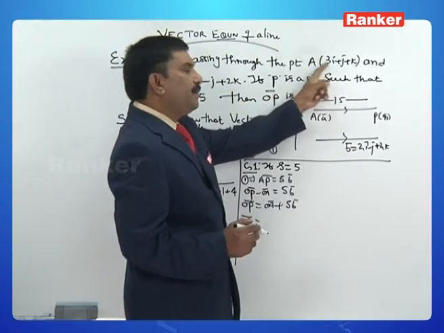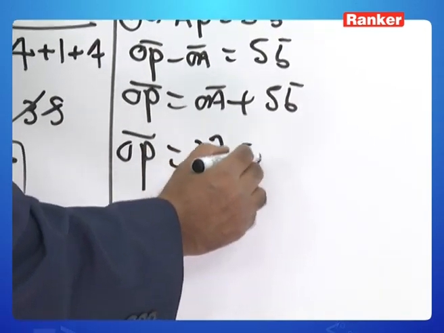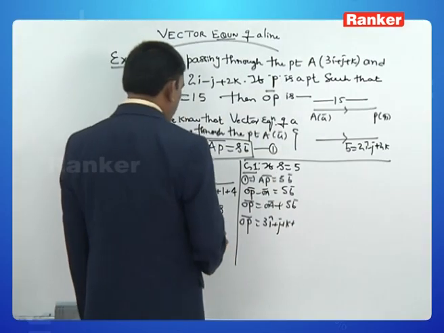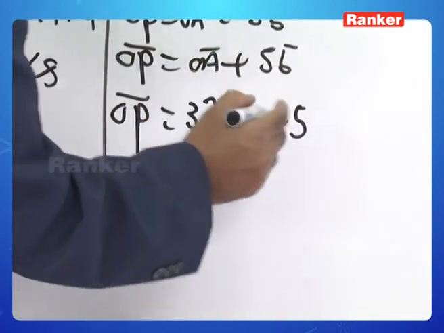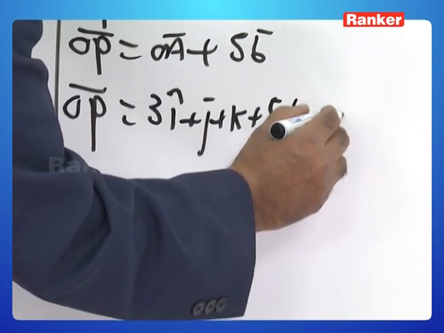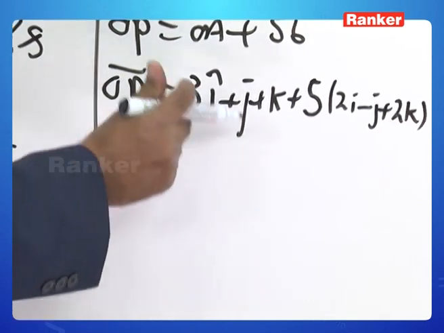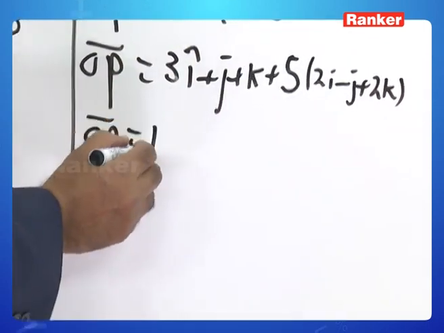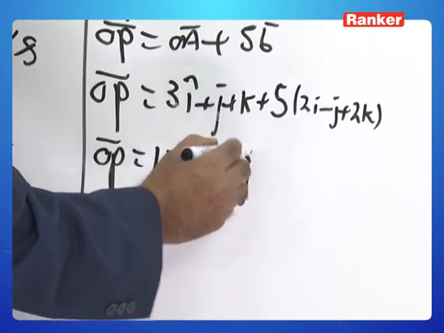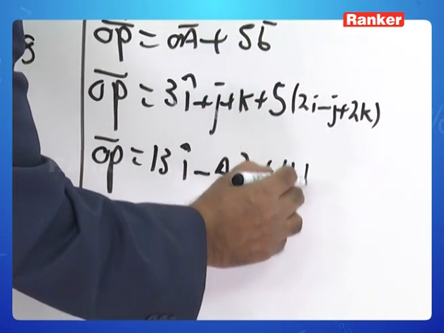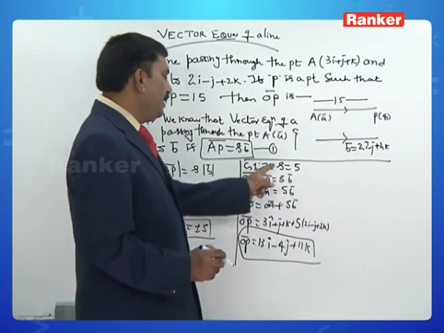OA bar is equal to 3i plus j plus k. This is nothing but 3i plus j plus k plus 5 into b bar, and 5 into b bar, I can write as 5 into (2i minus j plus 2k). So therefore, OP bar is equal to 3i plus 10i, this is 13i, plus j minus 5j, that is minus 4j, plus k plus 10k, this is 11k. This is the position vector of a point P when S is equal to 5.